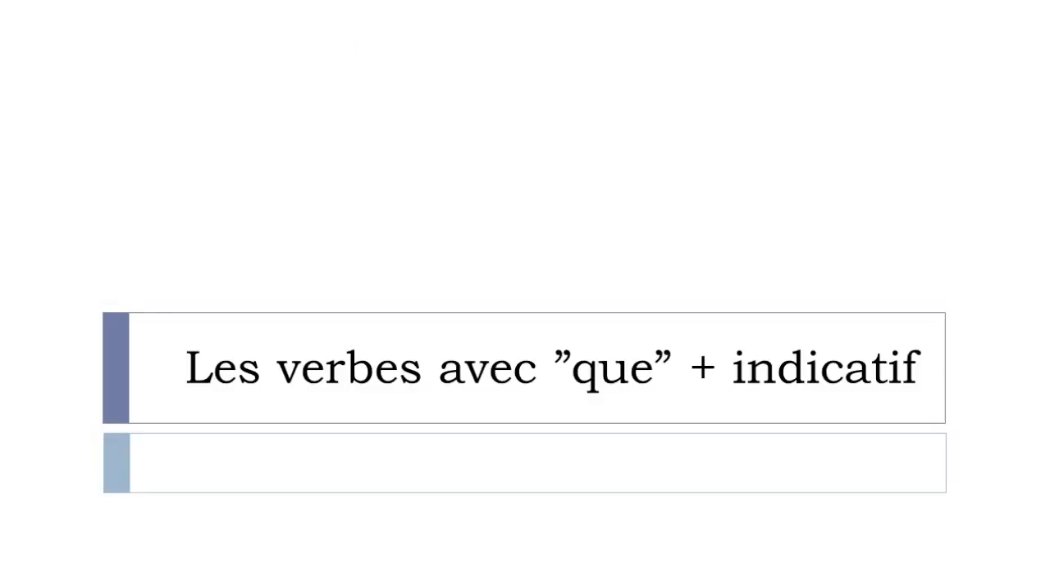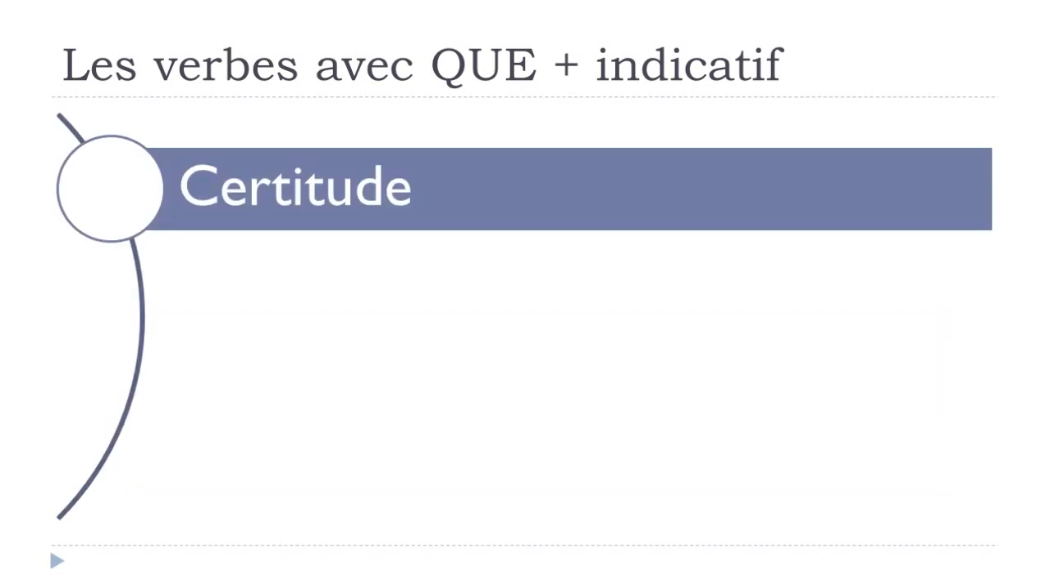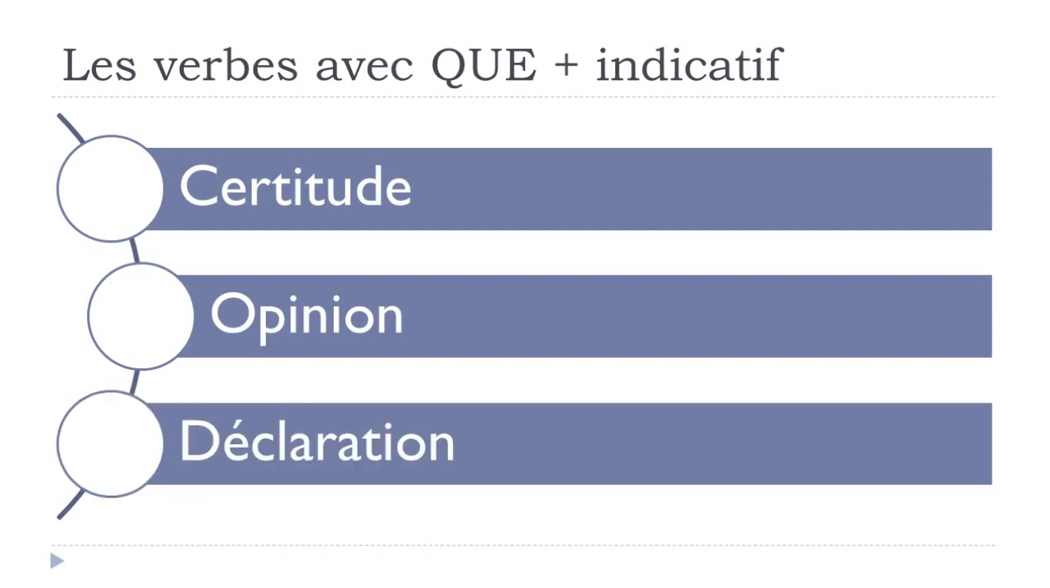Okay? Les verbes avec que that will be followed by l'indicatif, just because normally at this level, after having introduced le subjonctif, many students tend to think that each time we've got a verb constructed with que, it will automatically be followed by the subjunctive form, which is not the case, okay? So we'll see in this video what category of verbs will be constructed with que and followed by l'indicatif, okay? And these verbs normally will express la certitude, l'opinion, or la déclaration, okay?